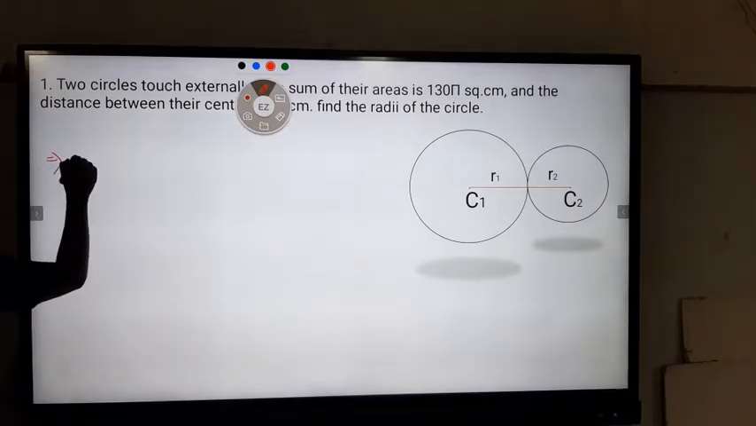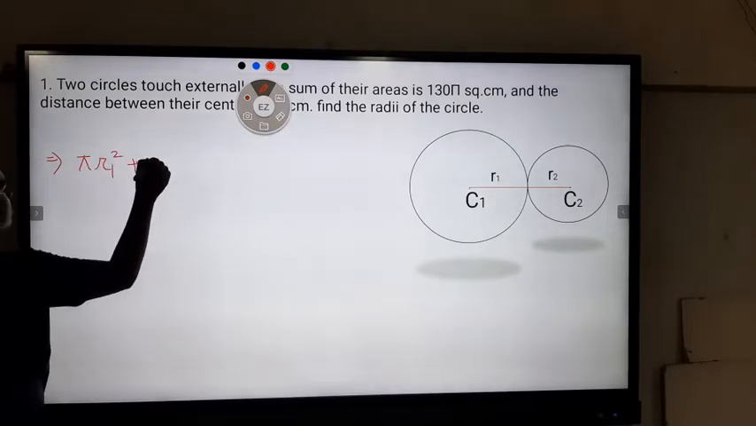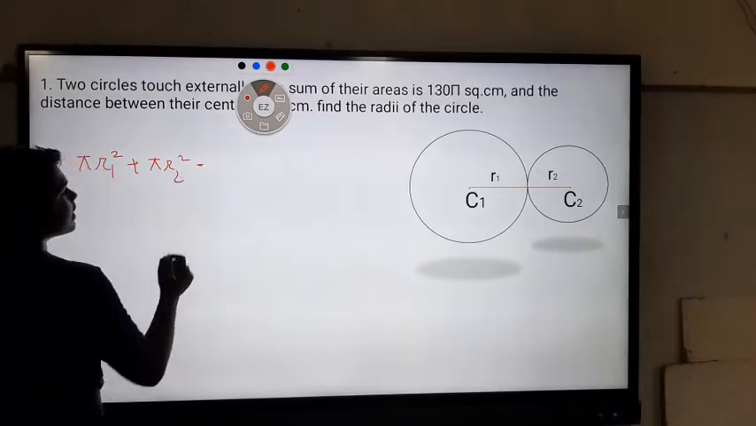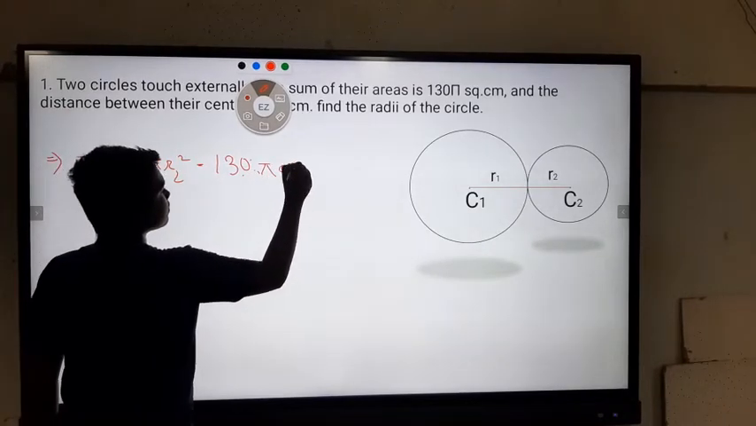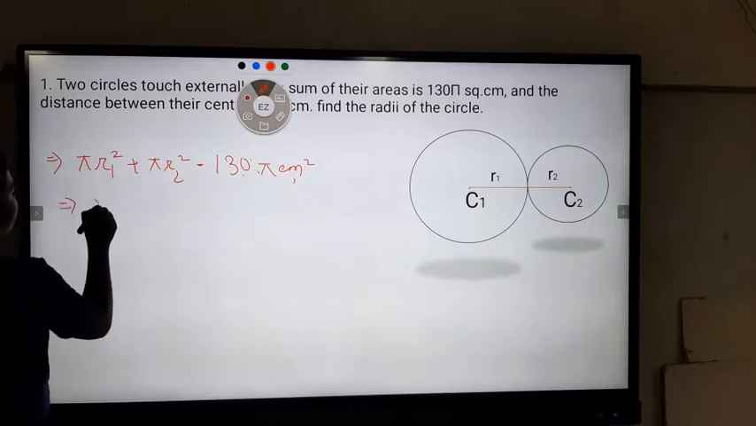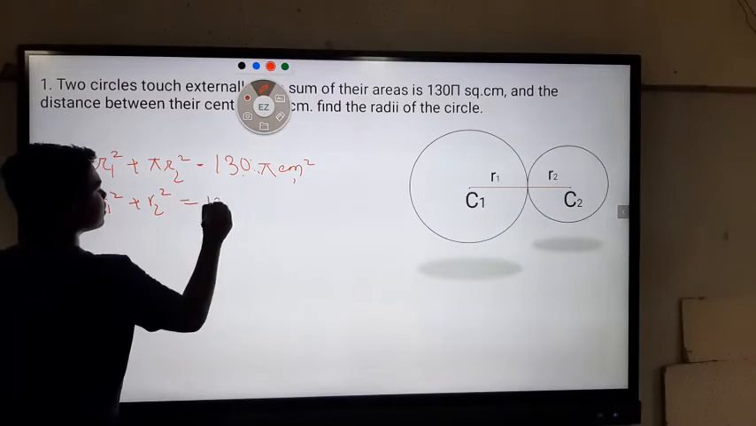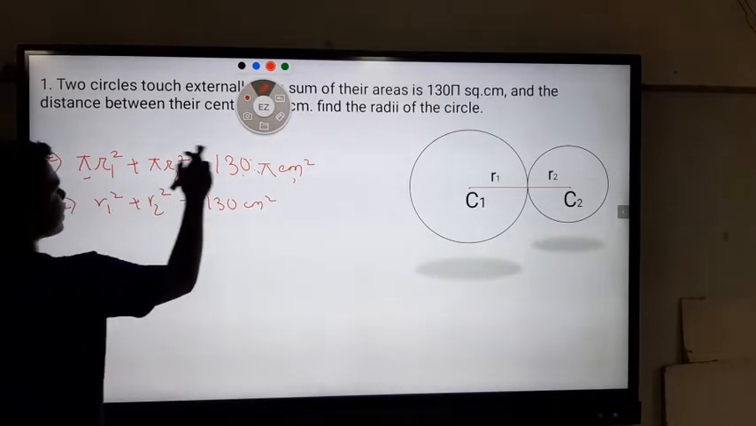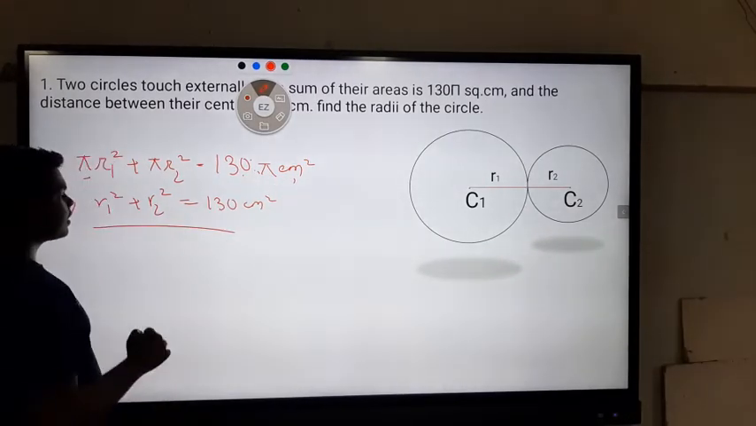So we are given that the sum of the areas is 130 pi. So we can take it as pi R1 square plus pi R2 square equals 130 pi. As pi is common, we can divide it on both sides, so it will come R1 square plus R2 square equals 130 centimeter square.